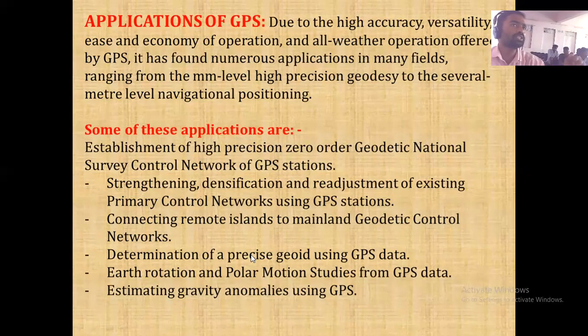Then determination of the precise geoid using GPS data. Geoid means what the shape of the Earth is. Is it exactly a sphere, exactly circular? No, it is a spheroidal shape. So geoid means something which is similar to a sphere. Determination of the precise geoid using GPS data is one of the applications.